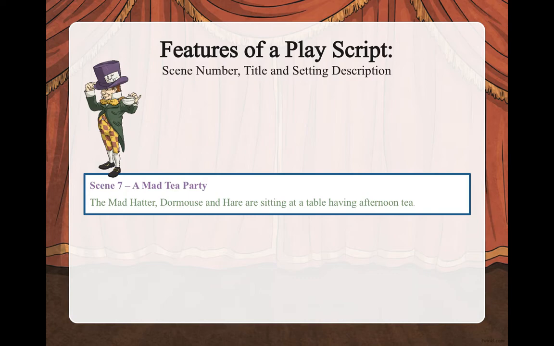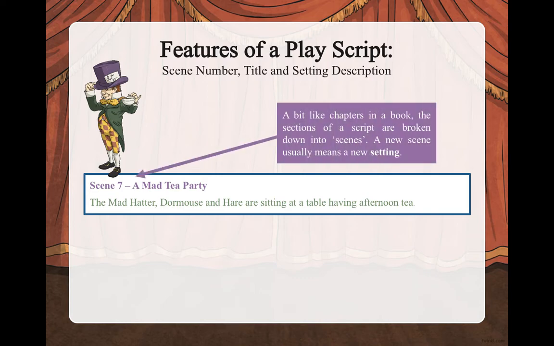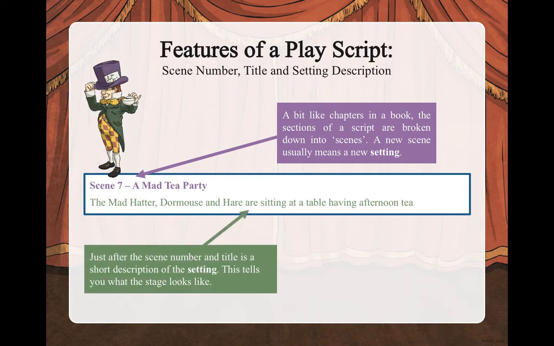Well, we've got the scene number, the title, and the setting description. So the scene number is a bit like chapters in a book. The sections of a script are broken down into scenes. A new scene usually means a new setting. And of course, in green we have the setting. Just after the scene number and title is a short description of the setting.